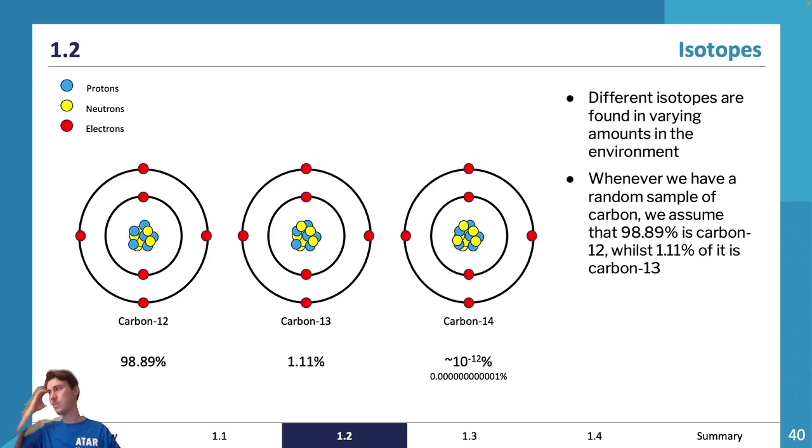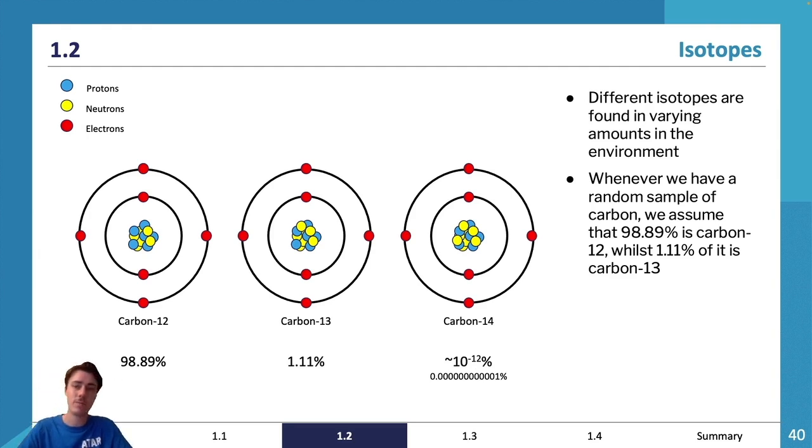So different isotopes are found at varying amounts. As you can see here, these are the exact percentages I was looking for. We assume that about 98.9%, wasn't 99%, but close to, of carbon is carbon-12, whilst 1.11% of it is carbon-13. And then, as I said here, carbon-14, such a small percentage. I thought it was like 0.1, but maybe it's way, way less, because it just doesn't exist.